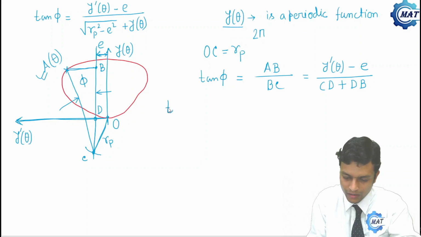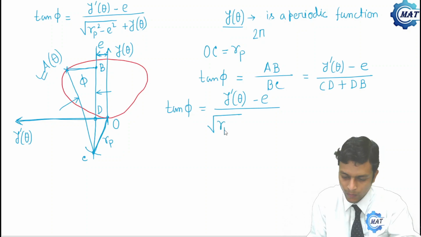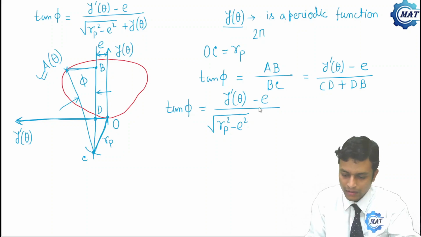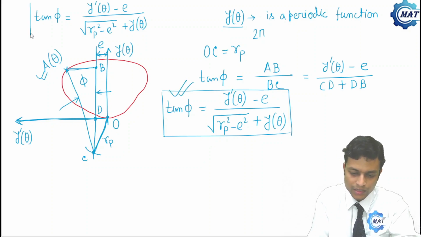What is CB? That is tan of phi is y prime theta minus E. What is CD? CD is root over RP square minus E square. And what is DB? DB is nothing but the y theta coordinate, that is plus y of theta. So these two expressions are same. This is same with the expression we got for pressure angle.